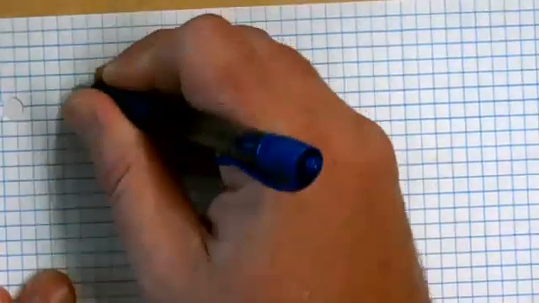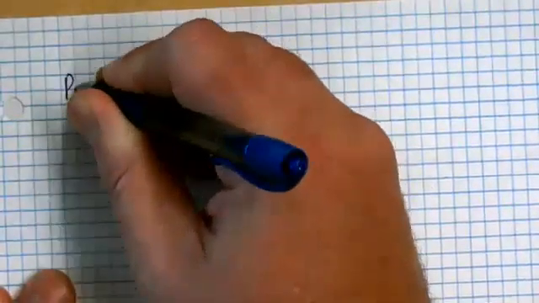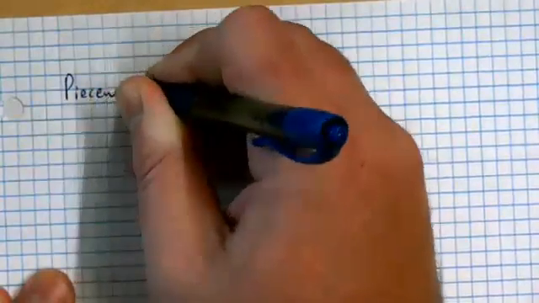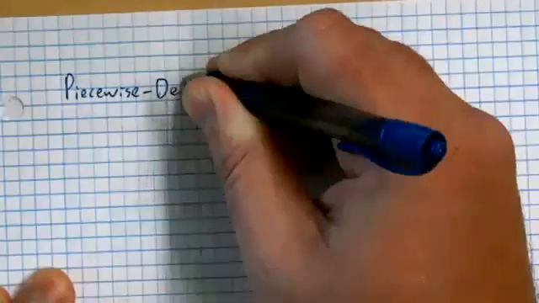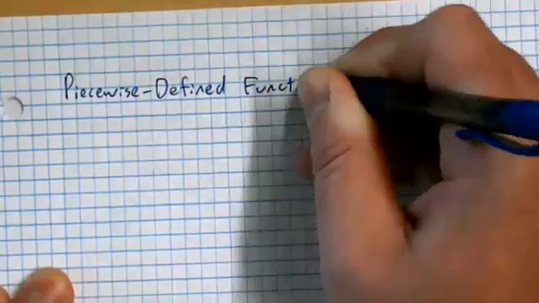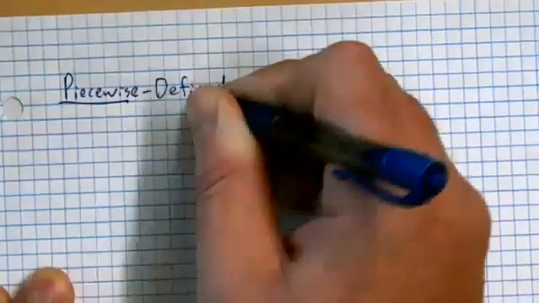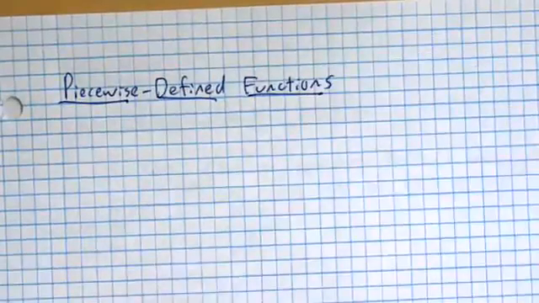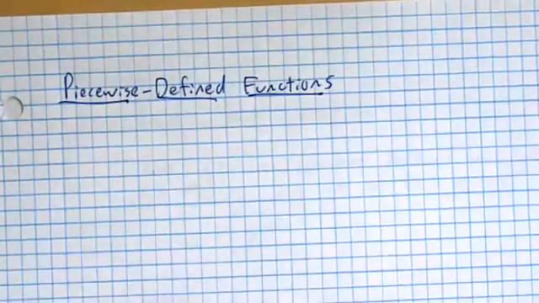There's 2 big concepts in 1.3. That was kind of background information. The next thing we're going to talk about are piecewise defined functions. Piecewise defined functions. These are the chimera of functions.